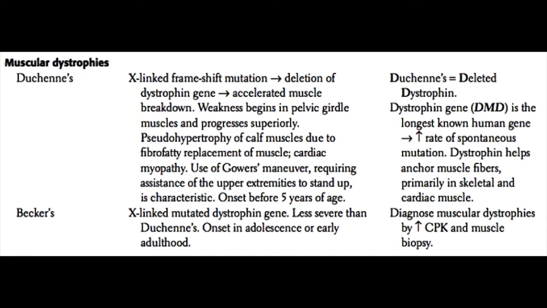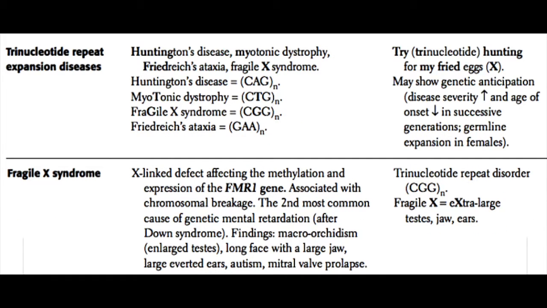Becker's muscular dystrophy, on the other hand, is a less severe form. Its onset is early in adulthood, and it has a better prognosis. Let's introduce quickly the trinucleotide repeat expansion diseases.